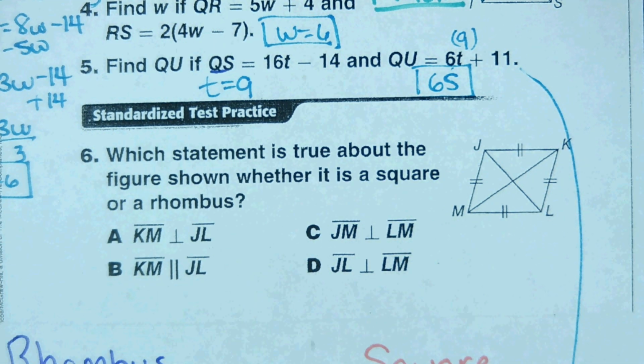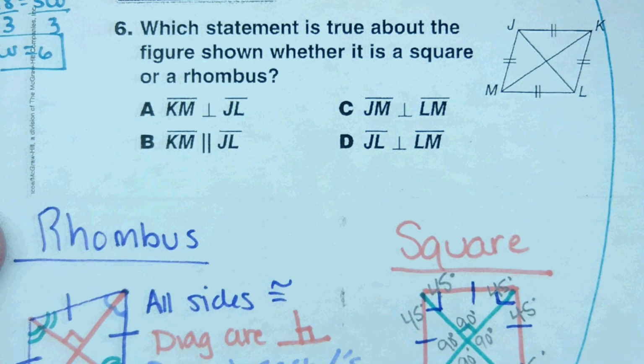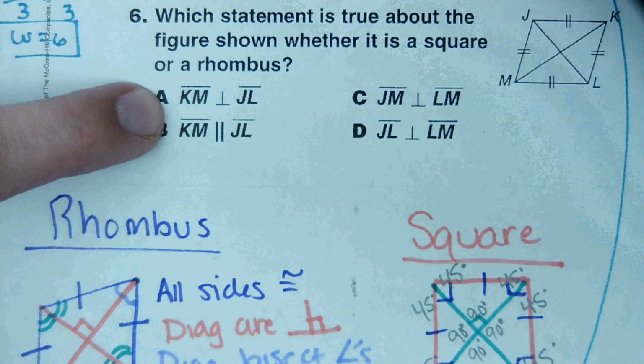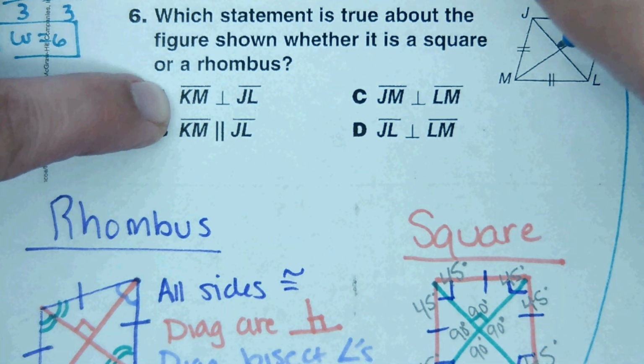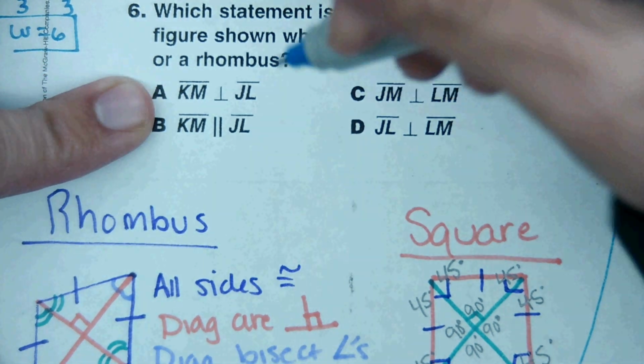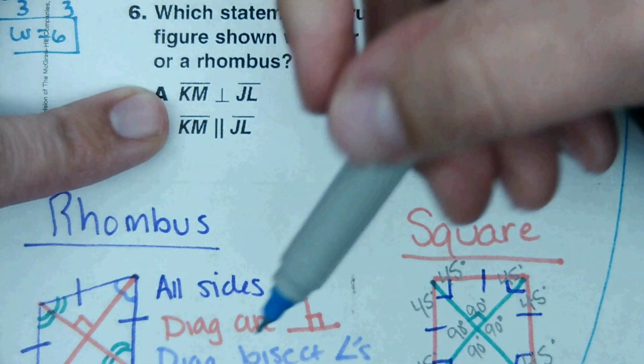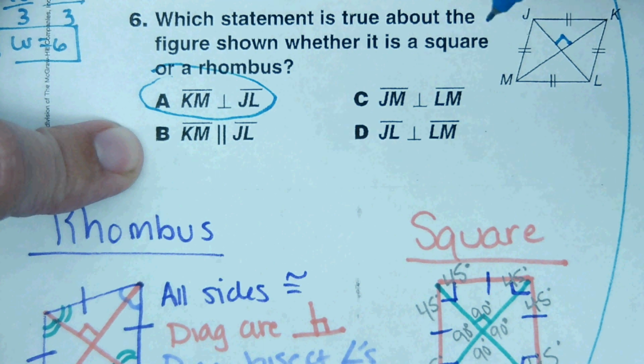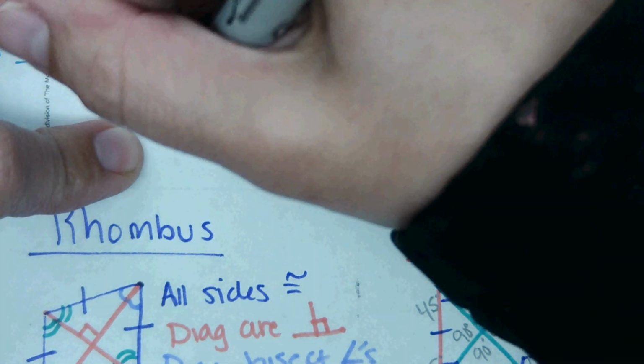Okay, number 6, which statement is true about the figure shown, whether it's a square or a rhombus? So you're looking for something that both of the shapes have the same attributes. So let's see, KM perpendicular to JL. Yes, actually that is, the first one's the correct answer. The diagonals would have to be perpendicular in both a rhombus and a square. So that is actually the correct answer.